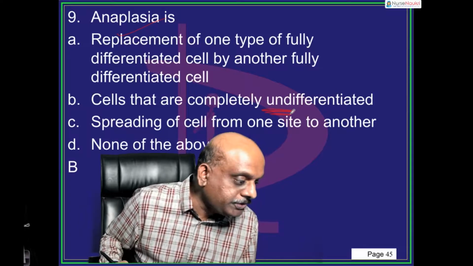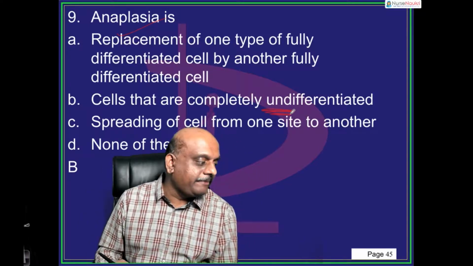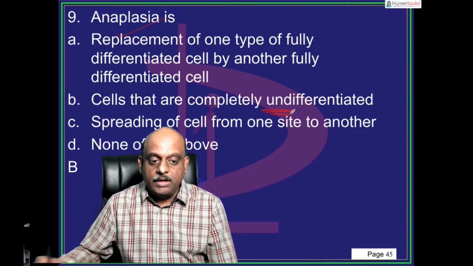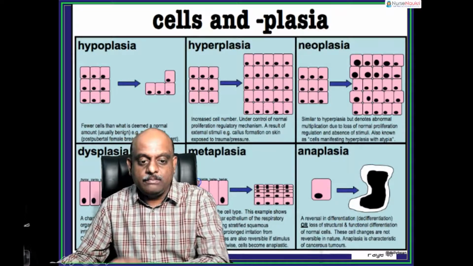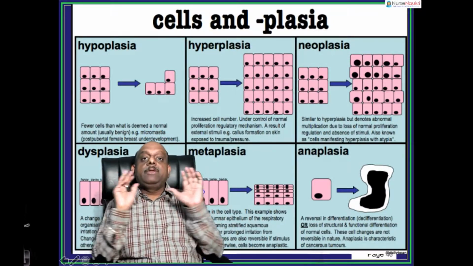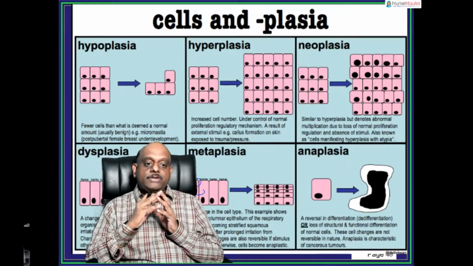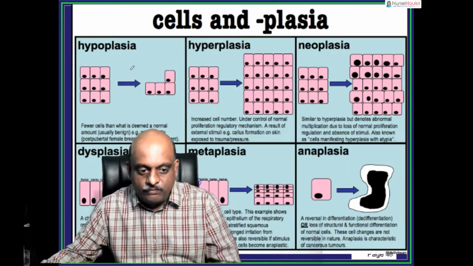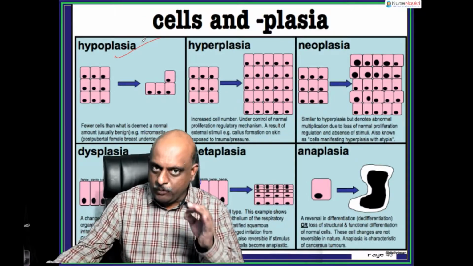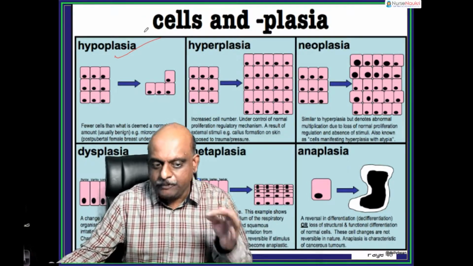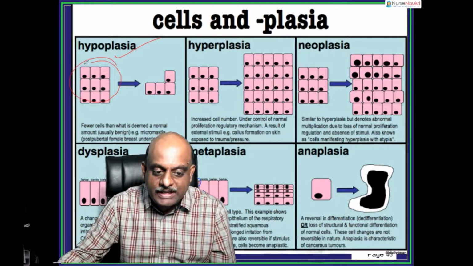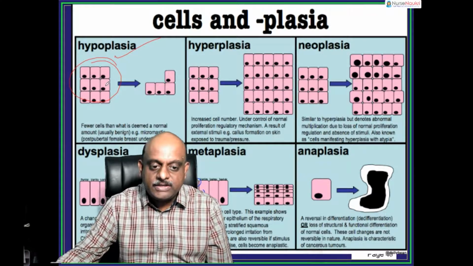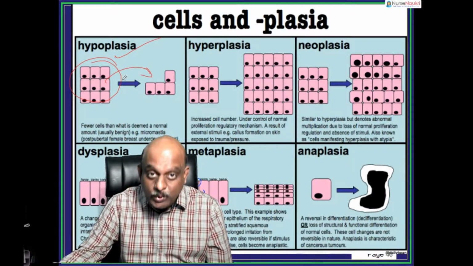So, Roger, you are able to get the point, right? Very good. Now, there are a few terms, terminology, which the examiner is going to ask us. You have to be very sure. First one, what is hypoplasia? You have the cells, and the cells became fewer in number. Kam ho gaya.